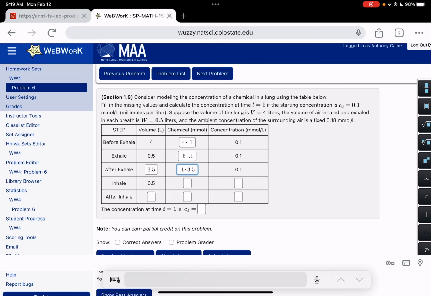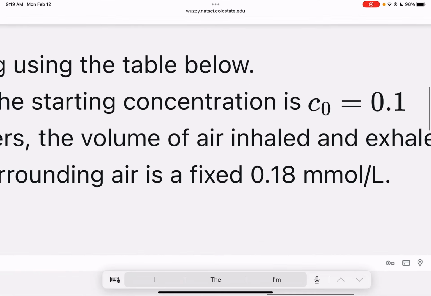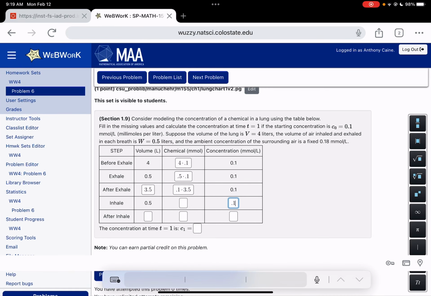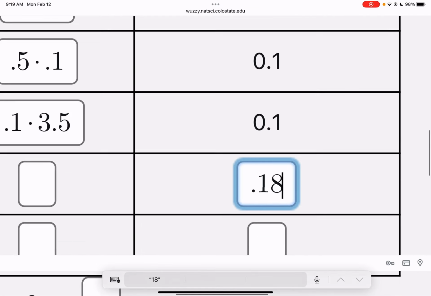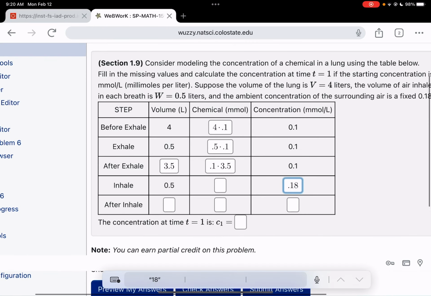Okay, fine. Now I inhale, and I'm inhaling from the ambient room. And the ambient room has 0.18 millimoles per liter. So see, these 0.1s are talking about the concentration in your lungs. This 0.18 is talking about the concentration in the room. So subtle, sneaky, be careful. The half liter that I inhaled came from that concentration. So now we're going back to talking about the lungs. See how this is weird and subtle? It could be very sneaky and confusing.